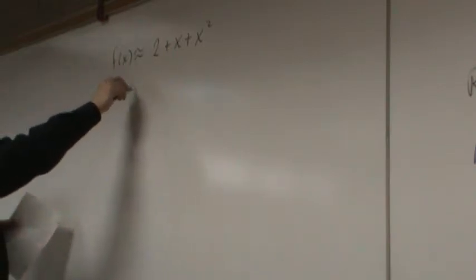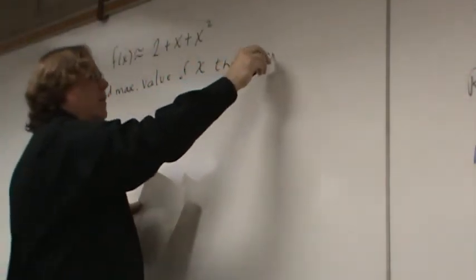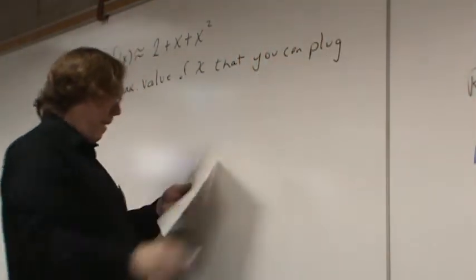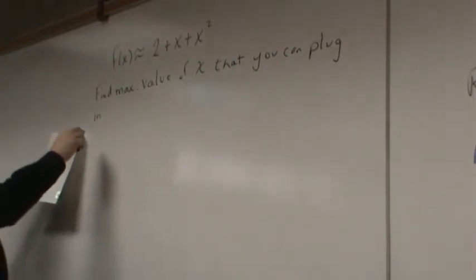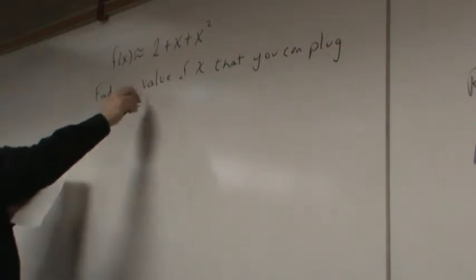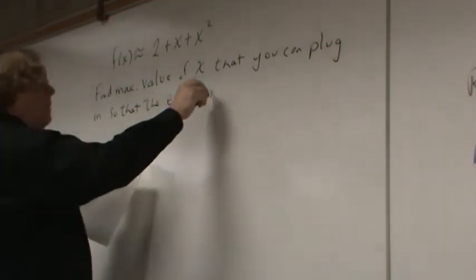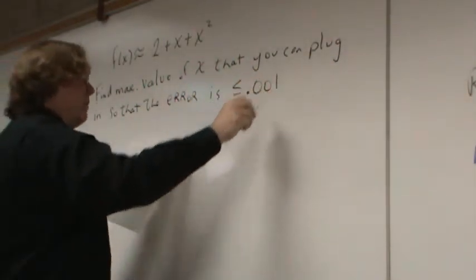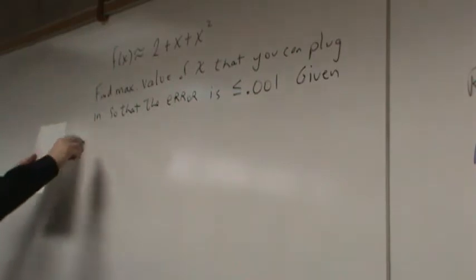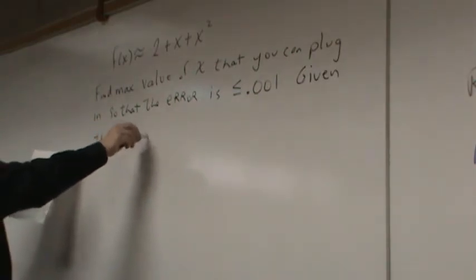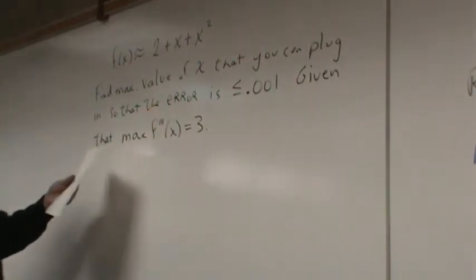Find the maximum value of x that you can plug in so that the error is less than or equal to 0.001, given that the maximum value of the third derivative of x is equal to 3.